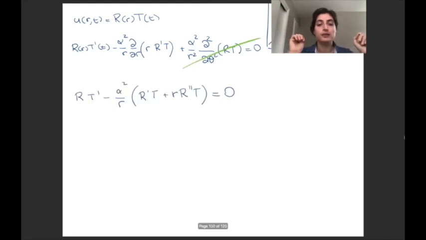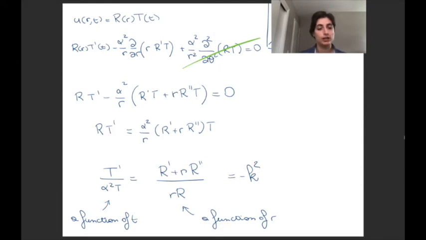The first thing we notice is that the second derivative with respect to theta of u is equal to 0 because there is no theta in there. So it simplifies to R T prime minus alpha squared divided by r all times R prime T plus R second T equal to 0.